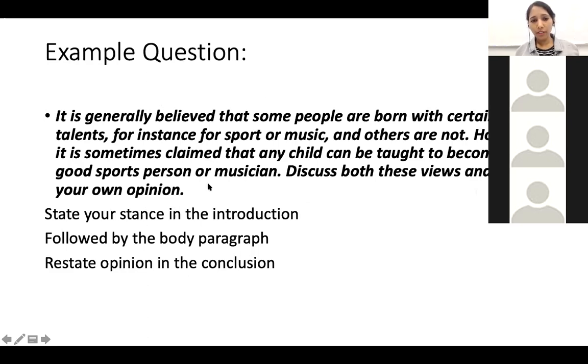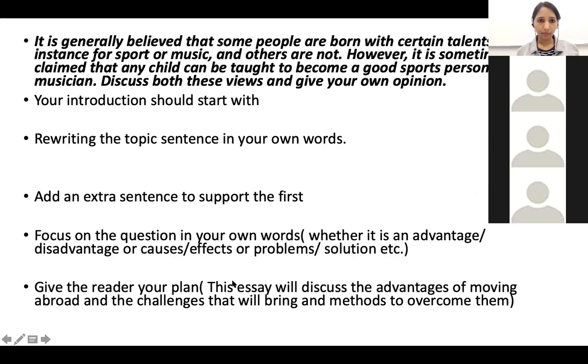It's important that because we are talking about this word, discuss both these views and give your own opinion. So, they're asking you to give your own opinion. In questions like this, where you're asked to express your own opinion, you have to state your standpoint right in the introduction. Then you'll have the body paragraph, and then you restate your opinion in the conclusion as well.